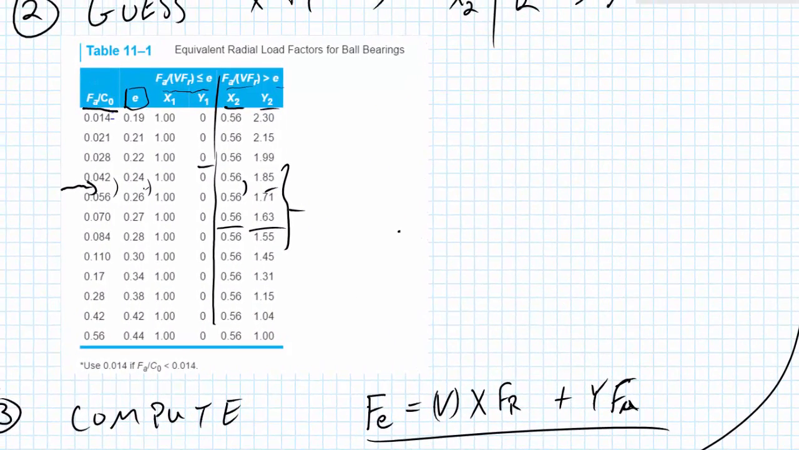So we had 0.042, which happens to be this value exactly. And it happens to be that value because I worked this problem backwards as an example. But that gets us an exact E value of 0.24. If it was a little higher, maybe we'd want to interpolate and get a little bit higher E value. So now we need to decide, is that E value of 0.24 greater or smaller than this fraction in order to figure out which column we should be under?